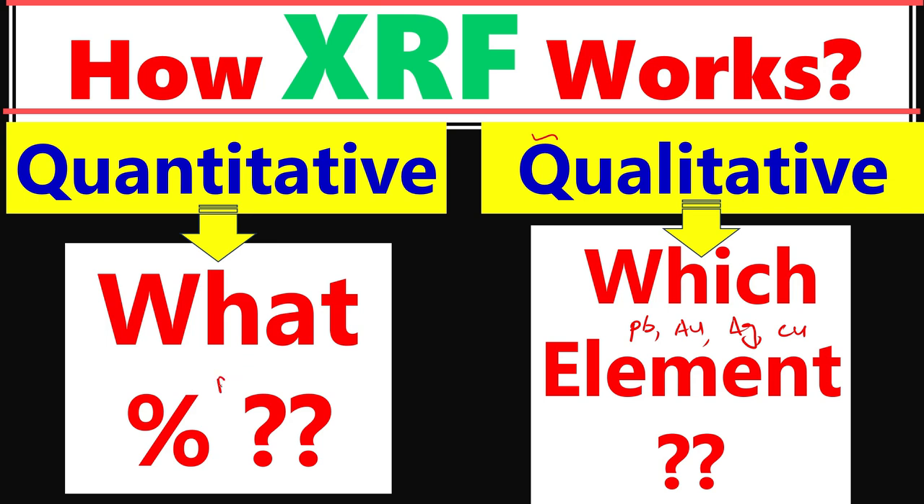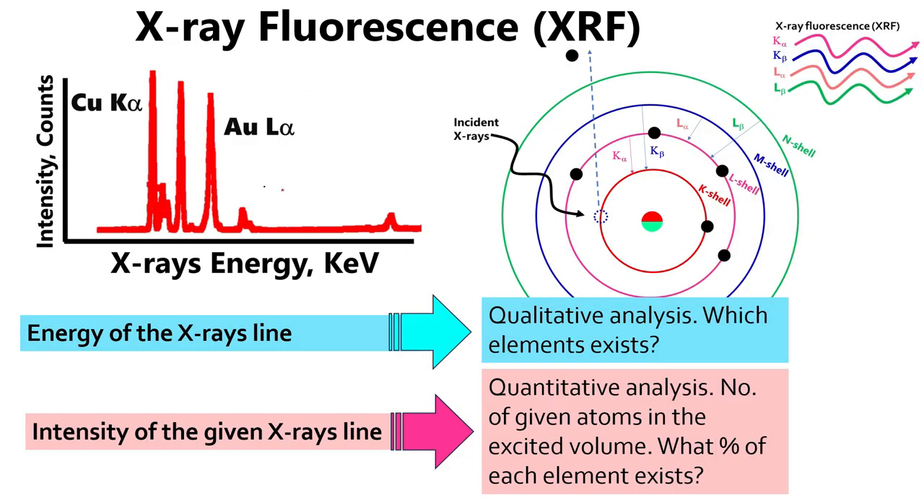For example, what is the contribution of lead? Only 5%. What is the concentration of the gold? This means 40%. So this is the simple XRF graph where on the x-axis we have X-ray energy. This is not the incident X-ray. Basically, this is the fluorescence X-ray energy, while on the y-axis we have the intensity of the X-ray fluorescence.